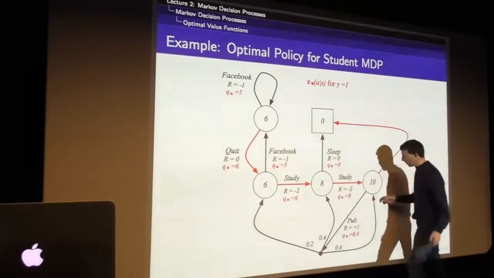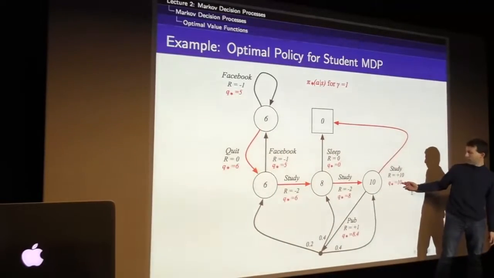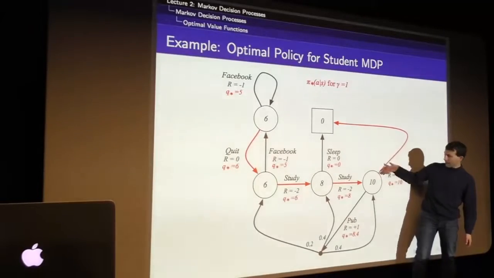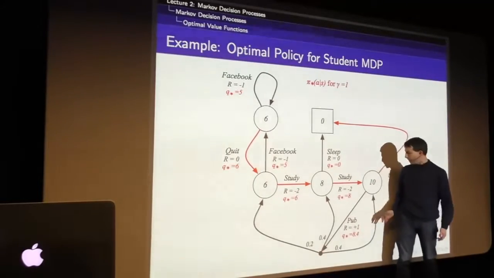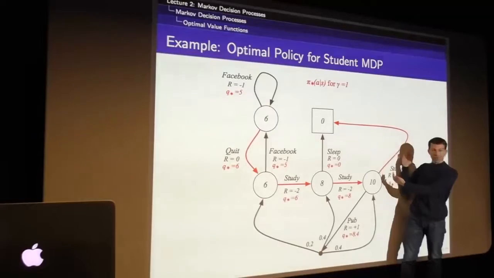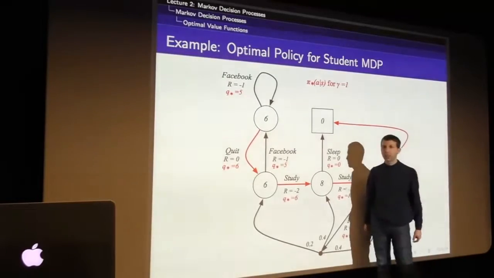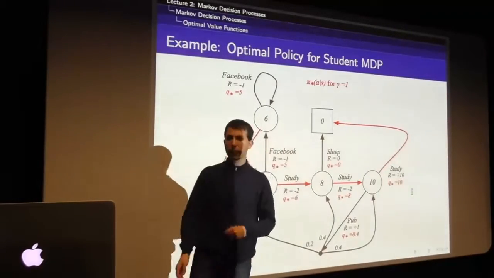So specifically over here, we've got the choice between Q star equals 10 for studying again, Q star equals 8.4 for going to the pub. So the optimal policy, the red arc, is the one that maximizes that and gets us the most reward going into the future.